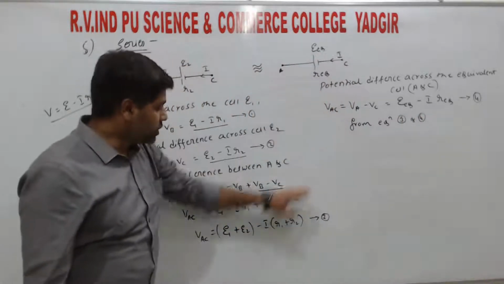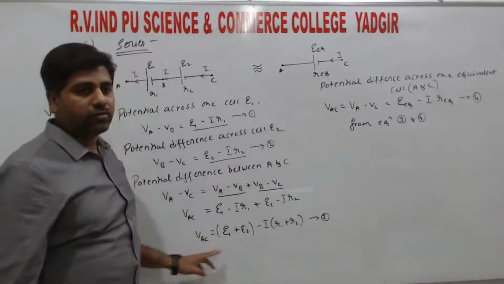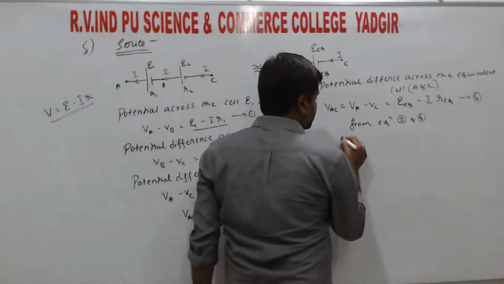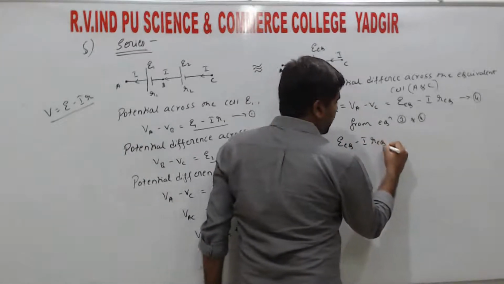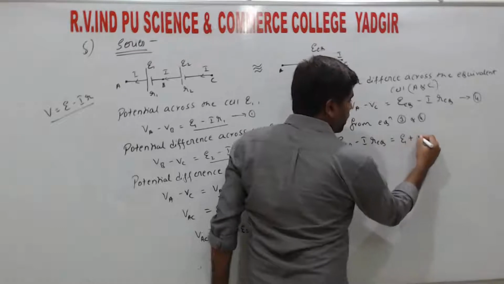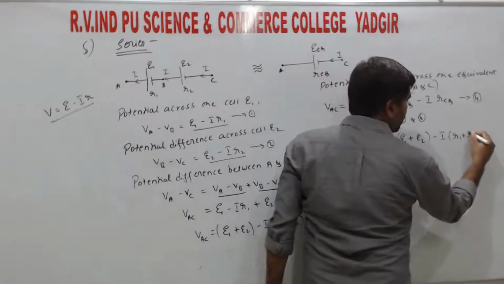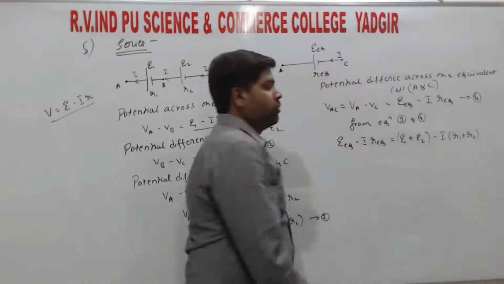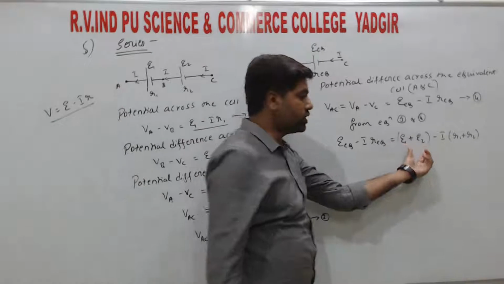So in the two equations, the LHS is the same, VAC again VAC. So we can directly equate the RHS. So E equivalent minus I R equivalent is equal to E1 plus E2 minus I into R1 plus R2, right? So in place of E equivalent we have the summation of two cells, right?